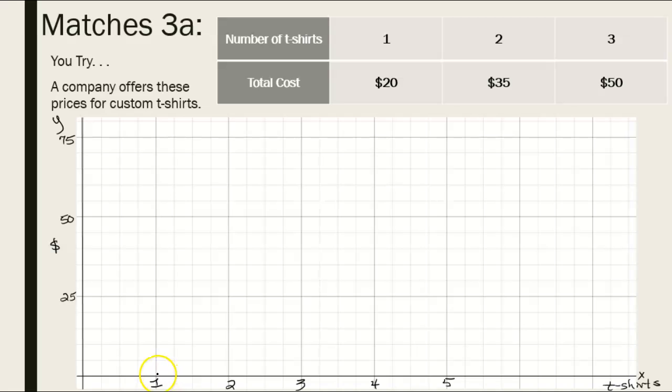So for 1 shirt, it's going to be $20: 5, 10, 15, 20. For 2 shirts, it's going to be 35. So here's 25, 30, 35. For 3 shirts, we are up here at 50, and we've got a spot for that, so we're good to go. Make sure that doesn't go away.